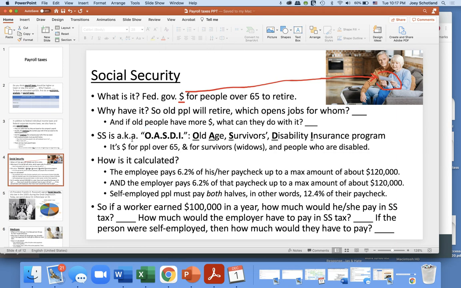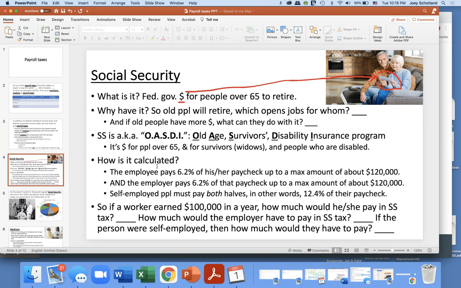Social Security is also known as OASDI. That stands for Old Age, Survivors, and Disability Insurance Program. In other words, this is federal government money for people over 65, that's old age, for survivors, that is for widows whose spouses died, and people who are disabled.